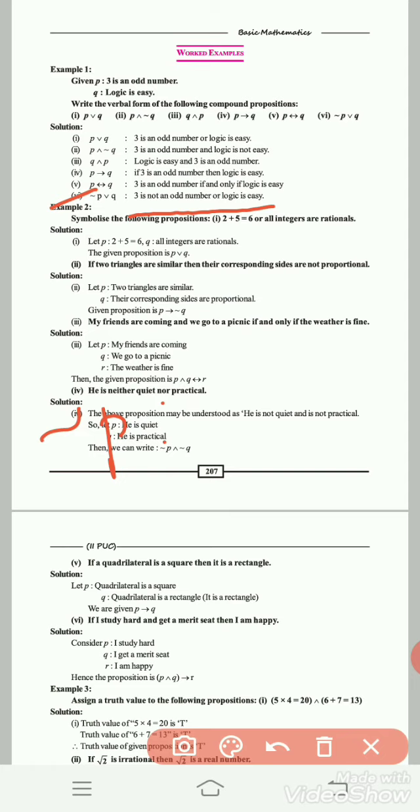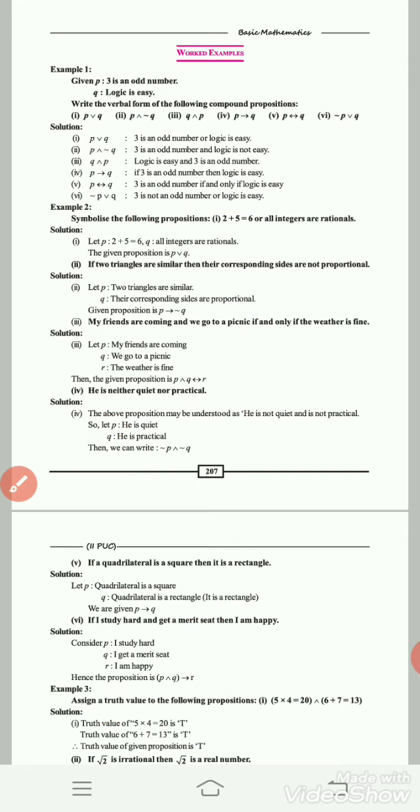By using these symbols, we can write the verbal form. You just have to put the sentences in place of P and Q and the symbol. V means OR. Reverse V means AND. Negation means not. Implies means if P then Q. Double arrow means P if and only if Q.